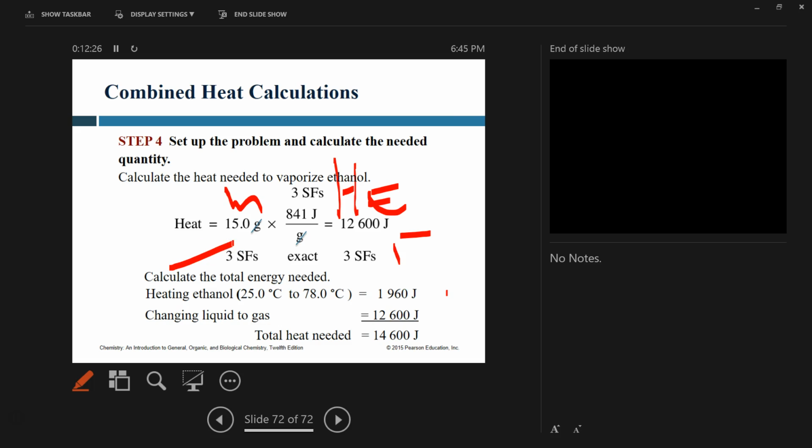3 significant figures, 3 significant figures. So your answer should contain 3 significant figures. Okay? Now when you add 2 numbers, how do you know how many decimal points you should have? The least number of decimal points. Both these numbers, 12,600 and 1960, have no decimal points. So you just add them. You don't worry about anything else. Does that make sense?